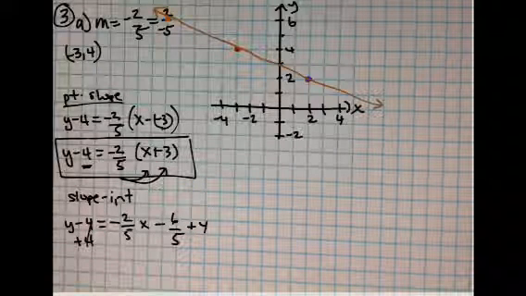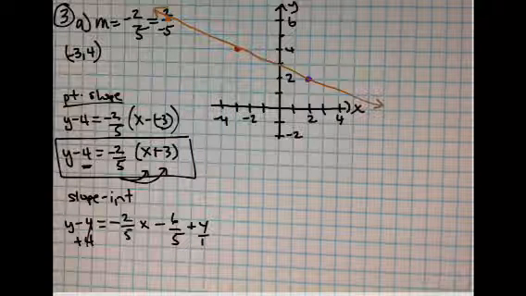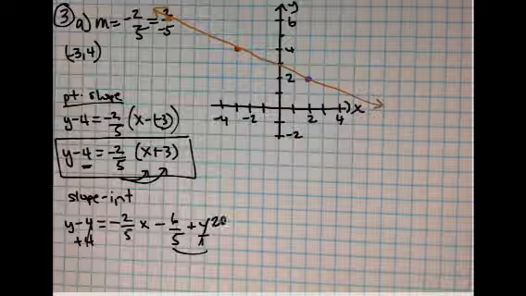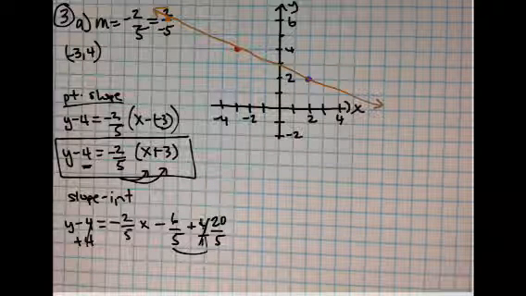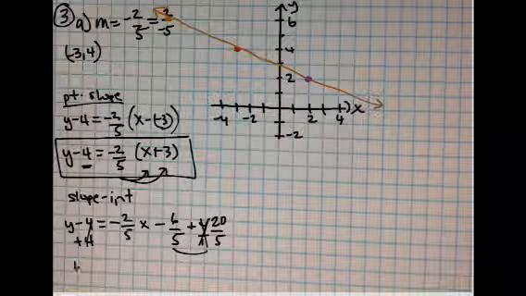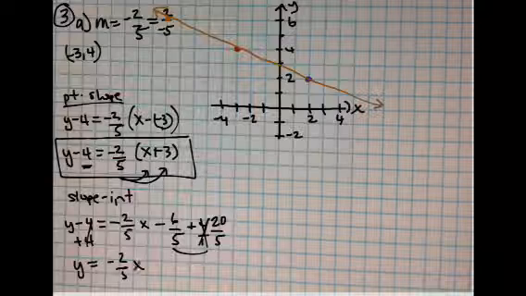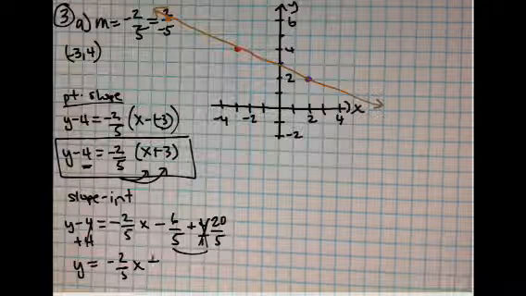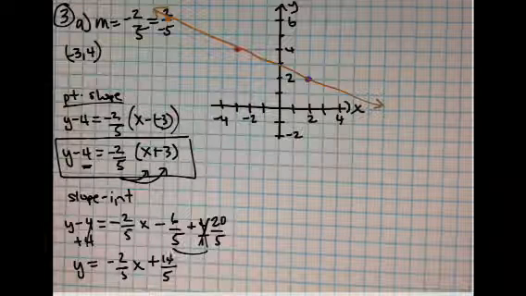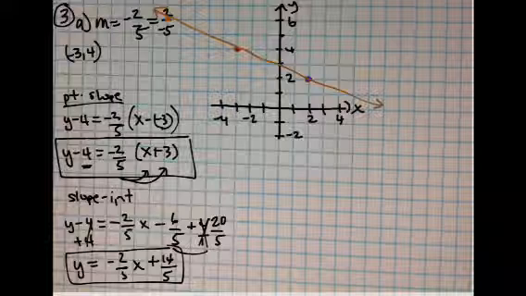Now I need a common denominator, right? A common denominator between 1 and 5 is 5. So this 4 over 1 becomes 20 over 5. That's still 4. And so you get y equals negative 2/5 x plus 20 minus 6 is 14/5. And that would be the equation in slope-intercept form.